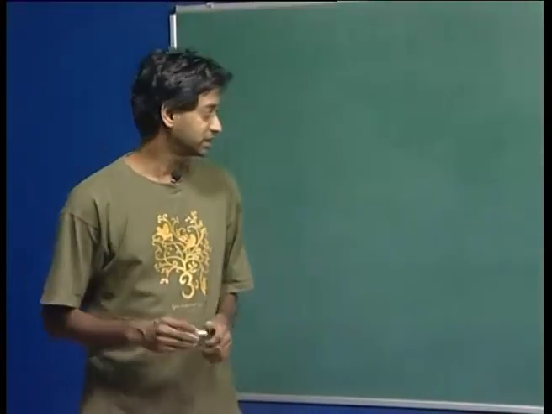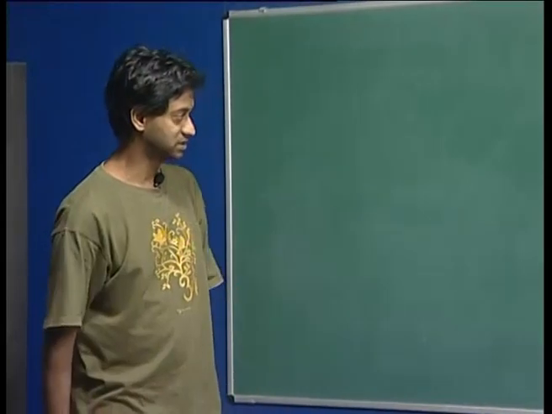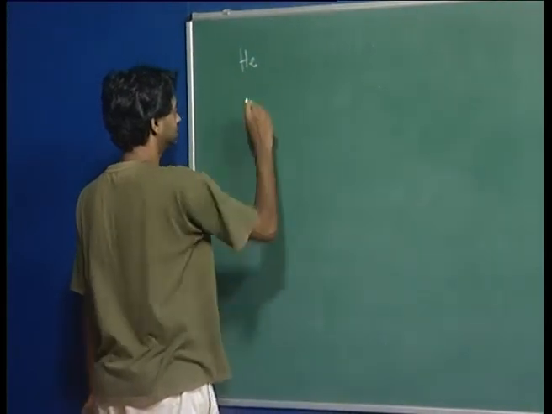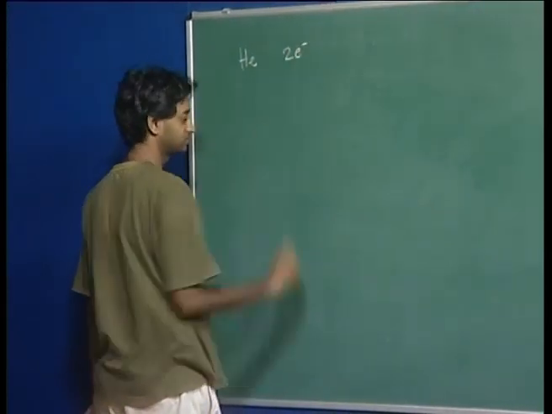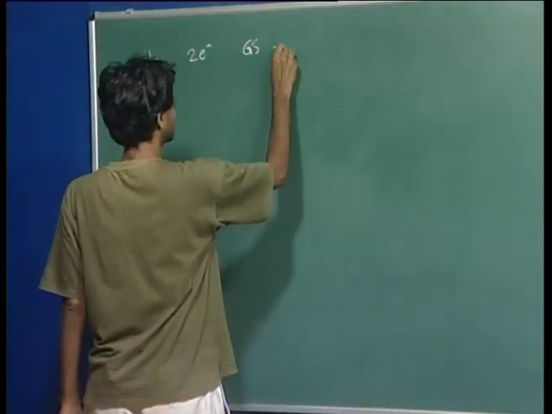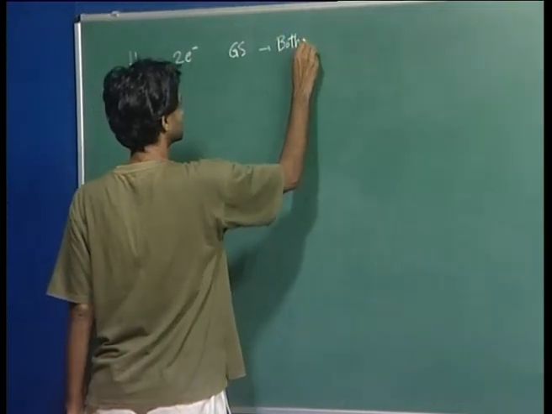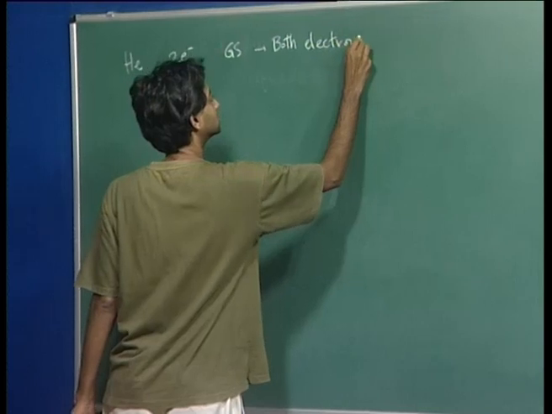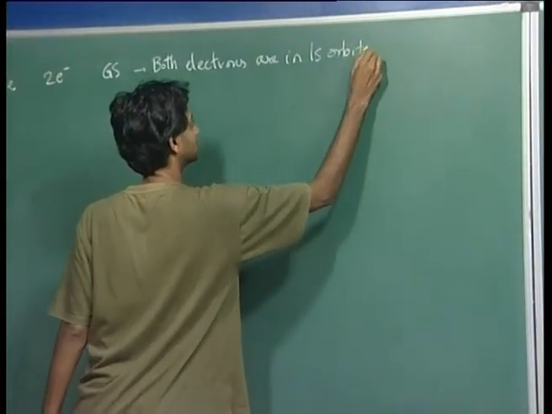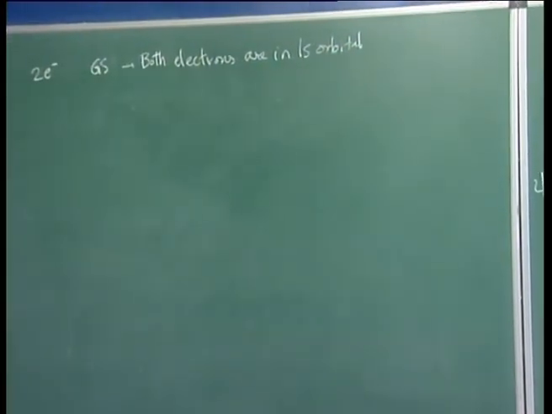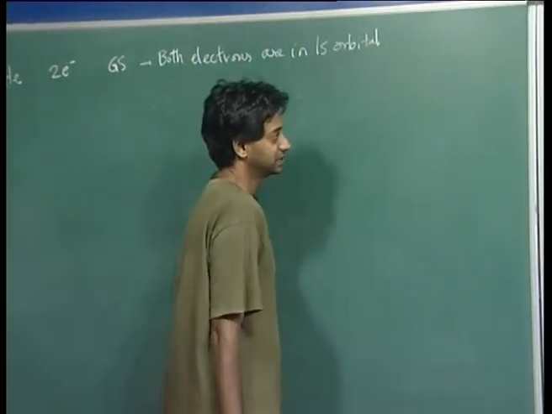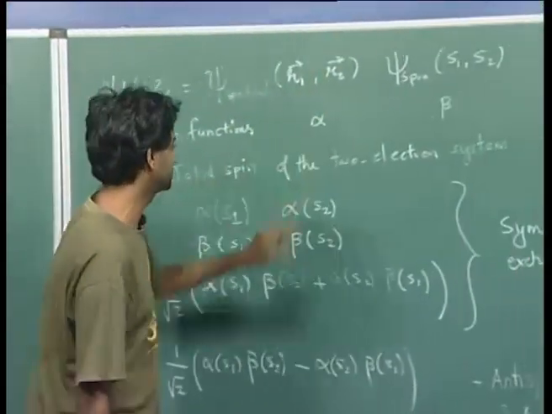Okay. So let us go and try to write the spatial parts. Now for helium atom, you have two electrons. You know that the ground state corresponds to both electrons in 1s orbital. Okay, so both the electrons are in 1s orbital, and since both the electrons are in the same spatial orbitals, their spatial orbitals for both the electrons are the same.